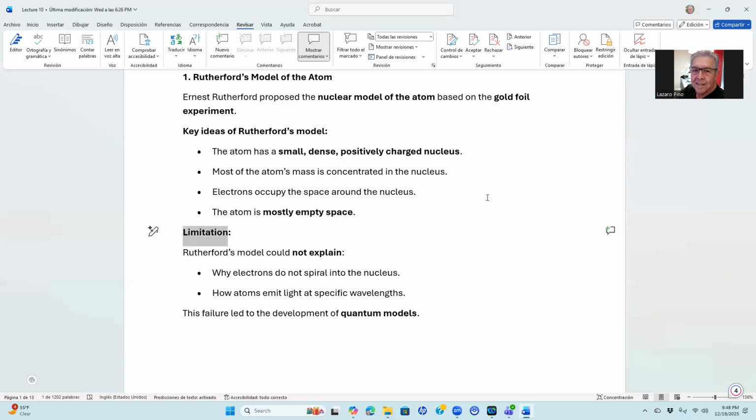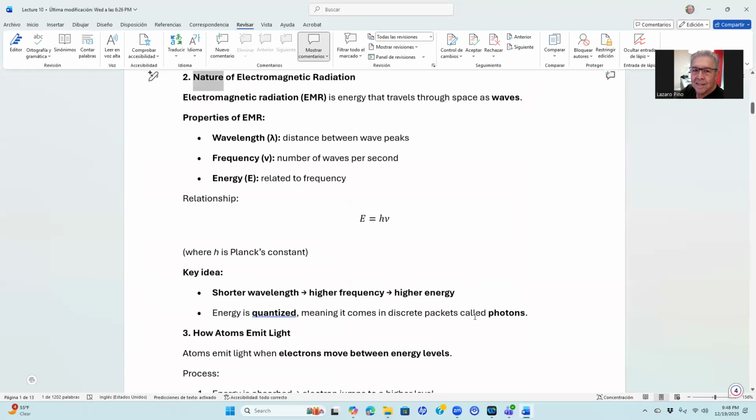Limitation. Rutherford's model could not explain why electrons do not spiral into the nucleus, or how atoms emit light at specific wavelengths. This failure led to the development of quantum models. 2. Nature of electromagnetic radiation. Electromagnetic radiation, EMR, is energy that travels through space as waves.